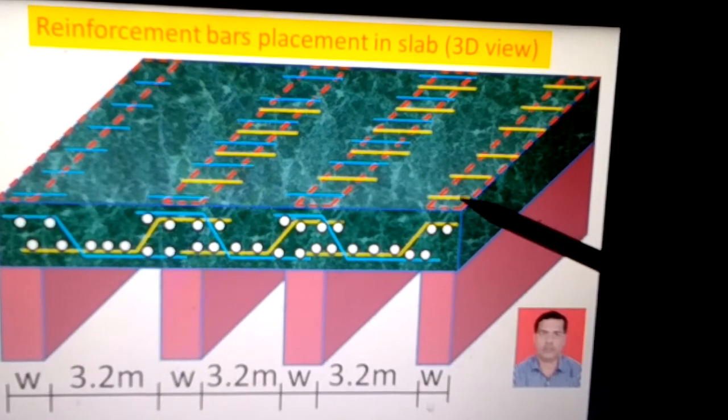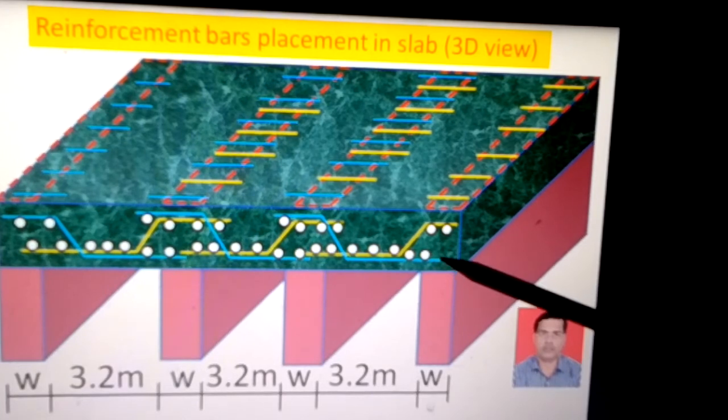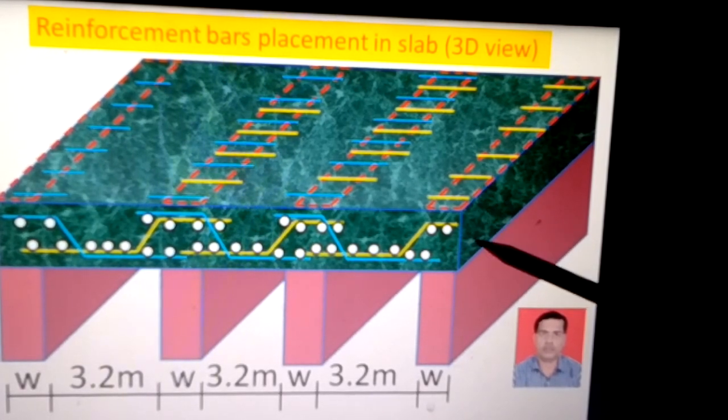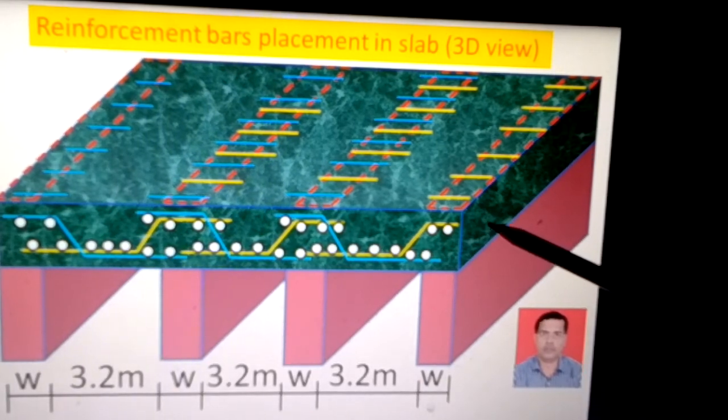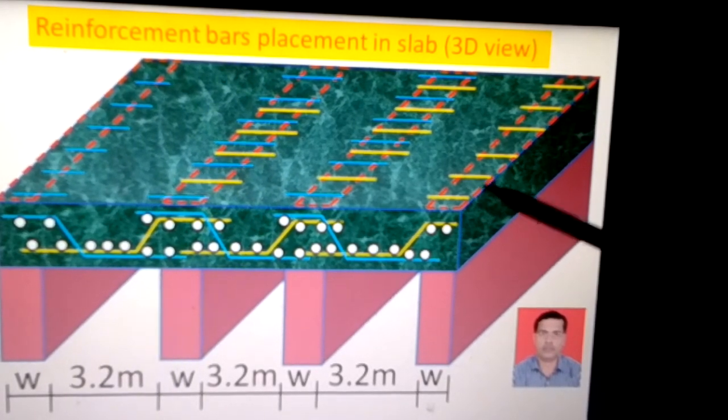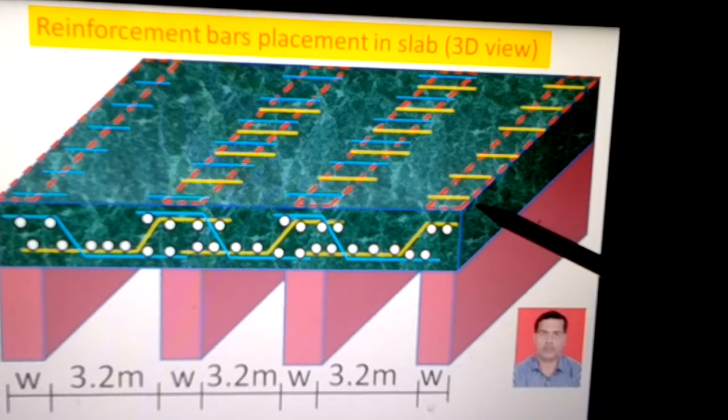Now these bars are on the top, so between the bottom bars and the top bars there is some vertical gap. To maintain this vertical gap, some chairs are provided between the two bars, so that when the casting is carried out, these bars do not get disturbed and the gap between the lower bars and upper bars is maintained, because the position of the reinforcement bar is more important than its number or anything else in RCC.